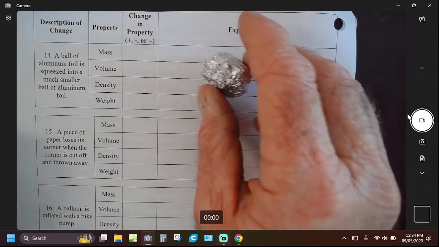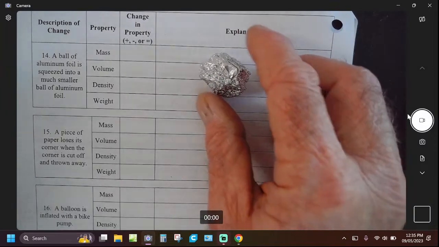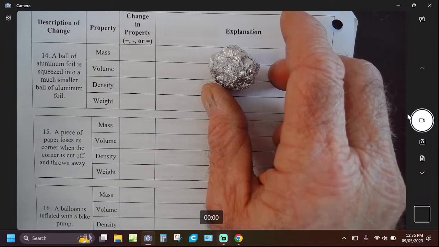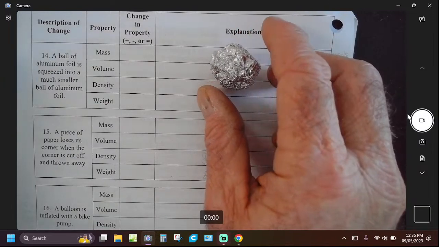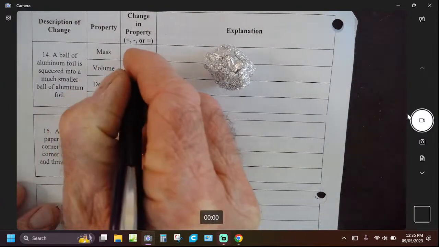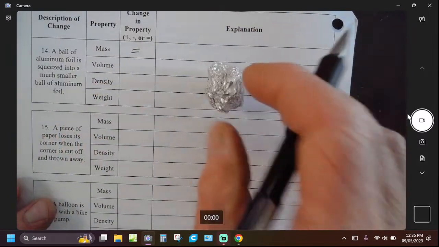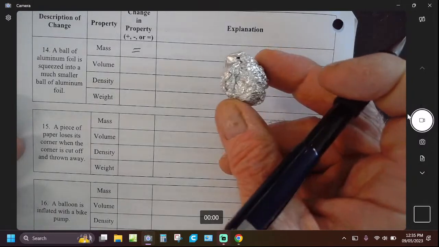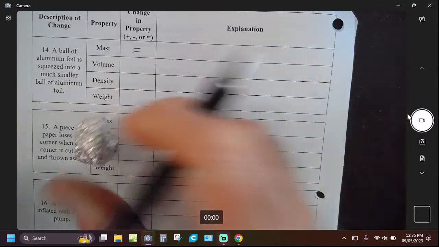Actually, yeah, so think about it. Raise your hand on this one. Raise your hand if you want to answer. What do you think, Ian? Nothing happened to the mass. The mass stayed the same. And Ian, how do you know? How do you know the mass stayed the same? You didn't add anything. I didn't add any stuff, and I didn't take away any stuff.